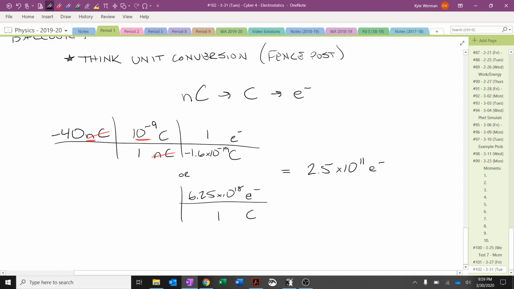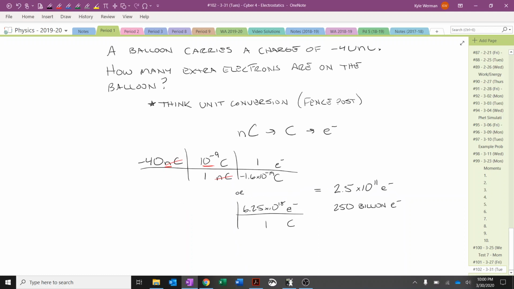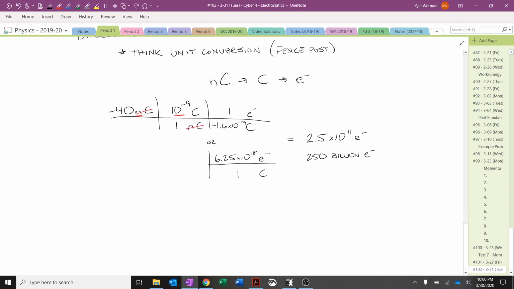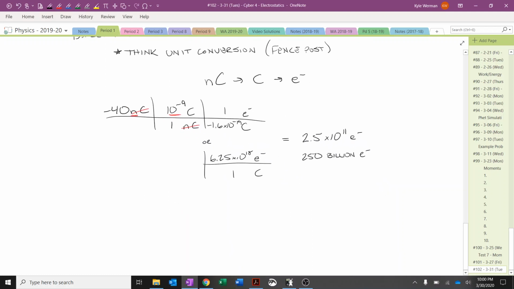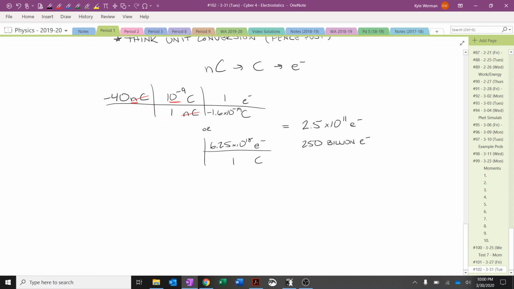10 to the 9 is a billion, right? So this is 250 billion electrons. That's not total electrons in the balloon. That's just the amount of extra ones that were wiped off, right? So this little bit of charge on the scale of nanocoulombs has 250 billion electrons associated with it. So it just gives you the scale of how many electrons there are in these materials and how easy they are to wipe off.